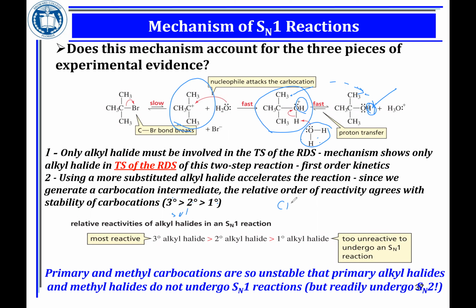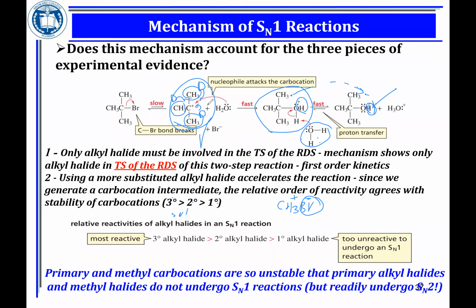For primary and methyl, if you have a methyl bromide, after removing the Br minus, you're going to end up with a methyl carbocation, which is very unstable. The reason for it to be very unstable is that you do not have those supporting groups. Remember from last class, I said these alkyl groups are known to be electron donors. So they donate electrons, and when they donate electrons, they stabilize the carbocation. So the more of these groups you have, the more stable the carbocation is going to be.